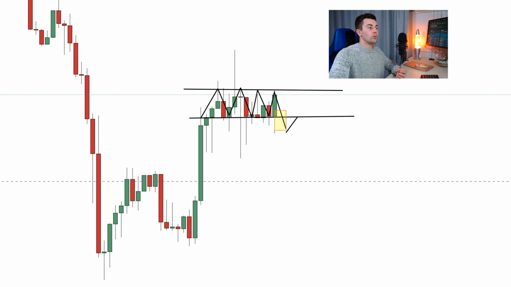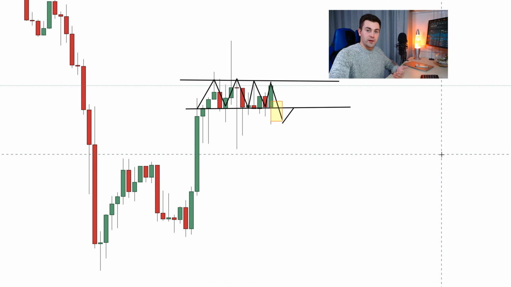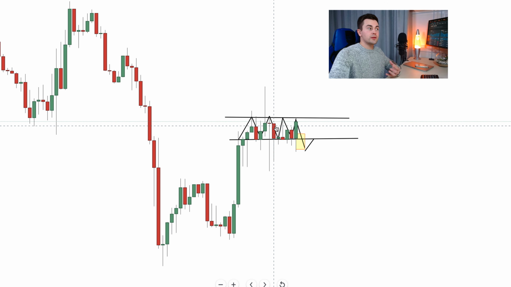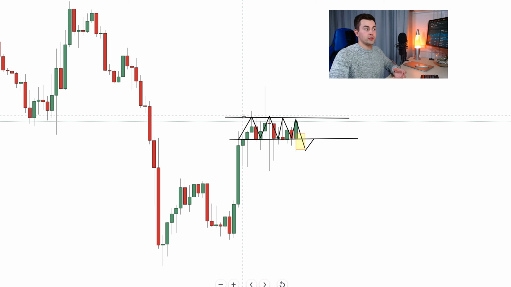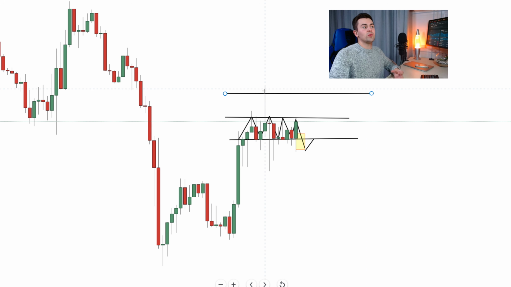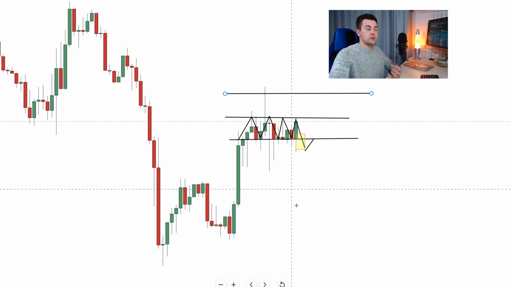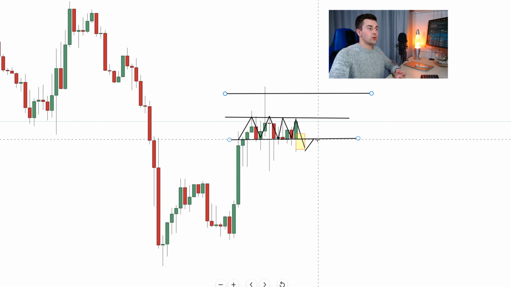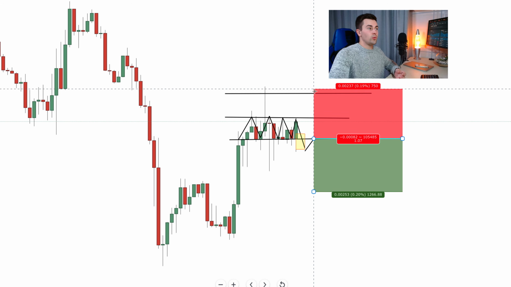Then where will be the stop placement for this trade? Trading the decision ranges, I prefer to place my stop just above the range, and here goes the resistance of our range. So my stop here will be just above that, and I will neglect that wick because I believe that wick here was just the noise.